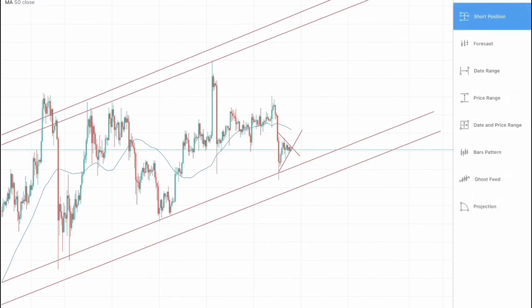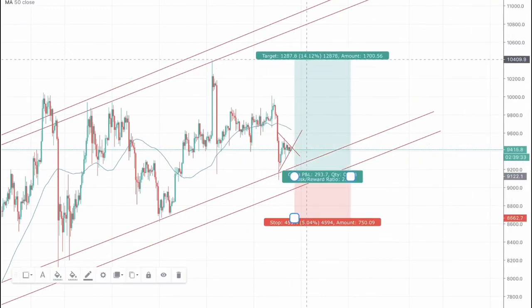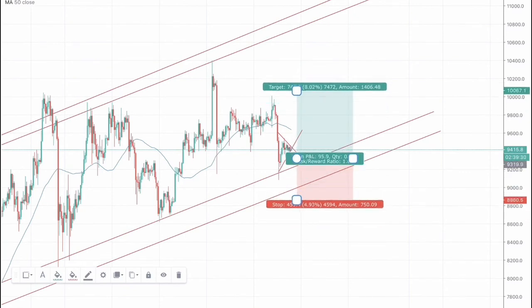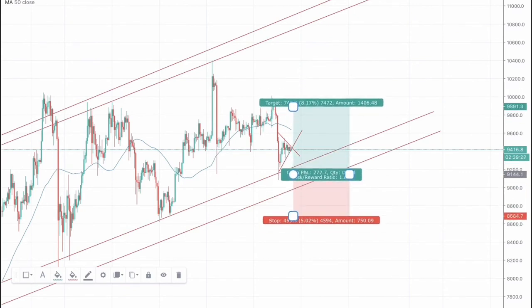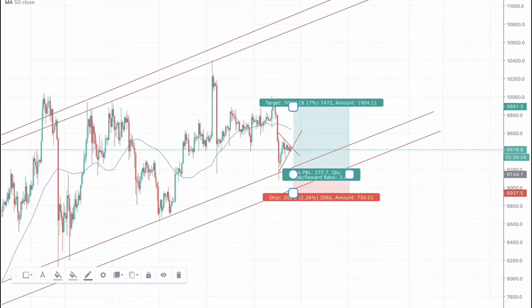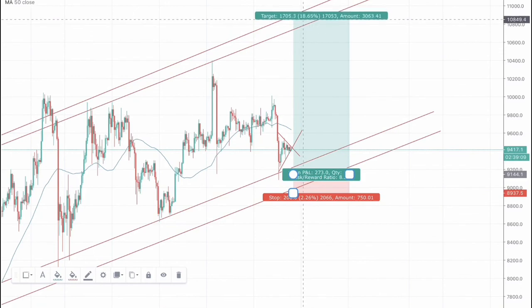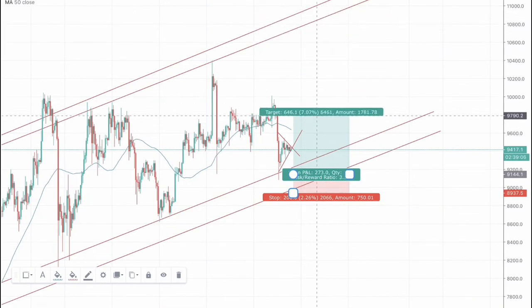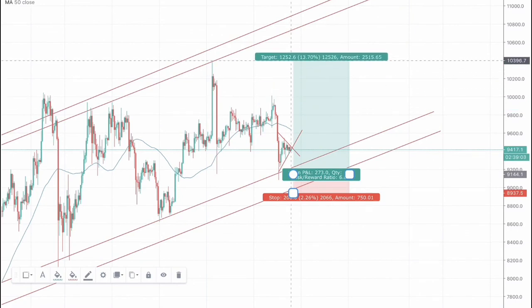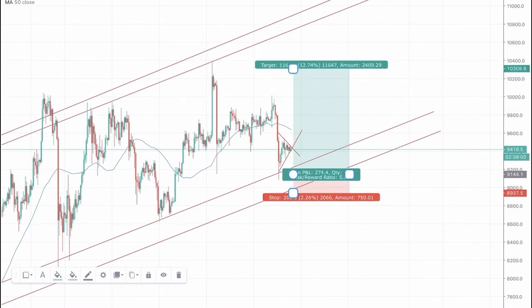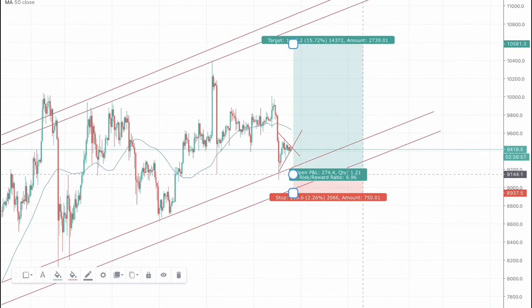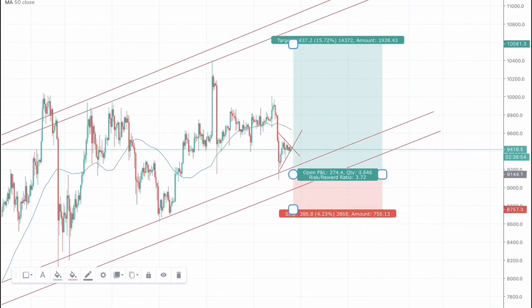Thus, a long position can be created for Bitcoin on the test towards the support with our first take profit somewhere around here. The stop loss would be somewhere around here, just placed below the support of the ascending channel. Our first take profit would be somewhere around 9,800, our second take profit would be somewhere around 10,000, and our third take profit would be somewhere around 10,800. Our first take profit will give a risk reward of 1 to 3, our second take profit will give a risk reward of 1 to 5, and our third take profit will give a risk reward of 1 to 3.